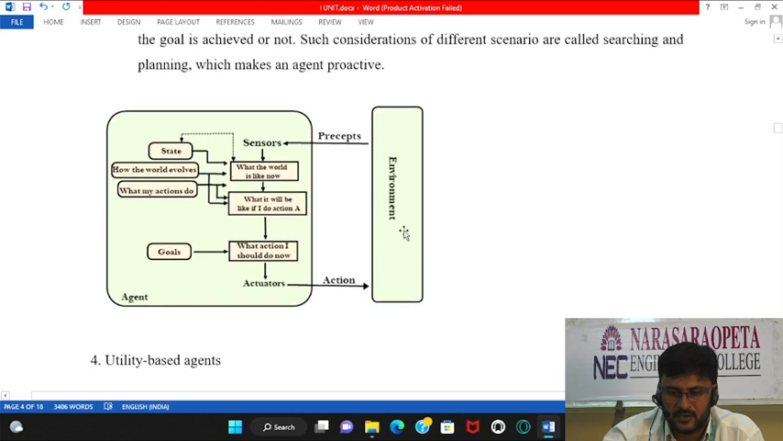This is an environment with perception sensors. What the world is like now depends on the state of the environment. What will my actions do? What will it be like if I do an action? After that, what action should I do now? So this is the only question of the goal, and this is the activity of the action.